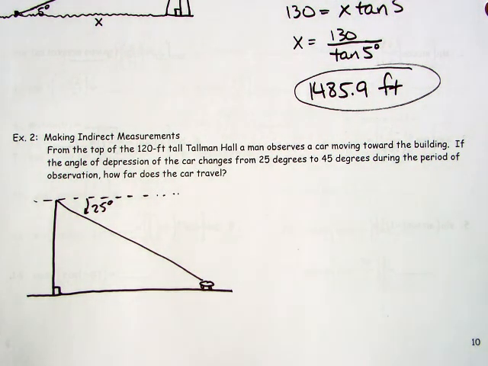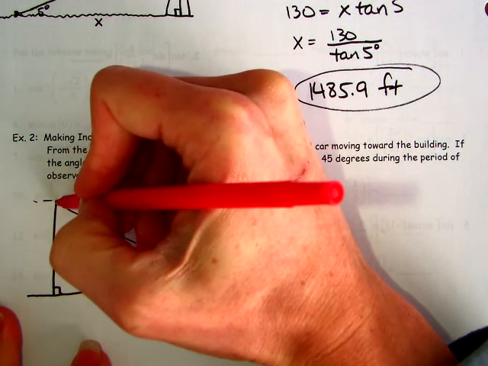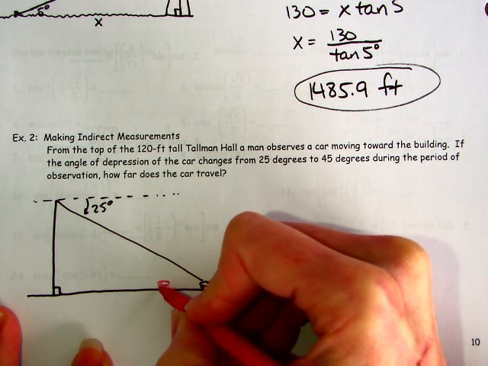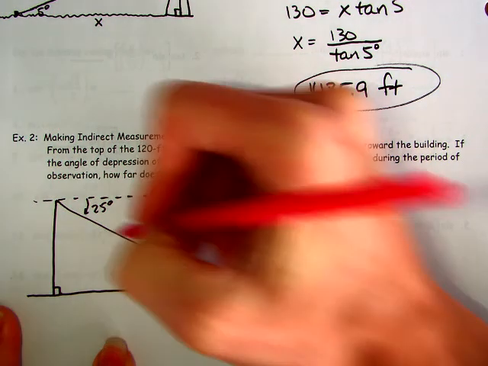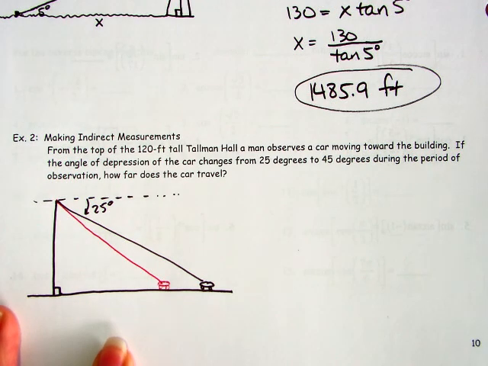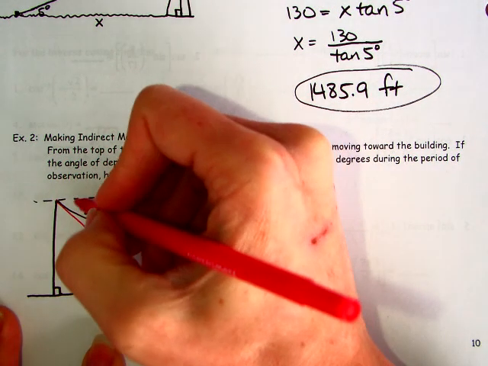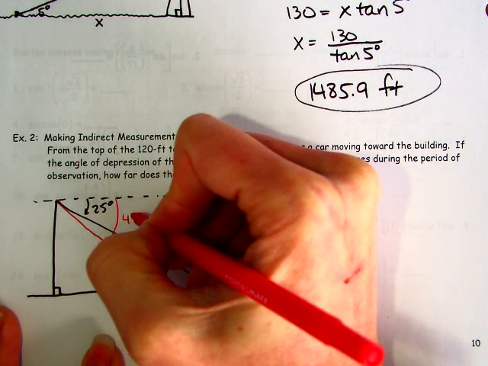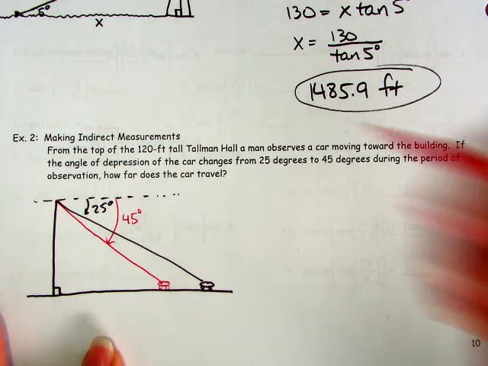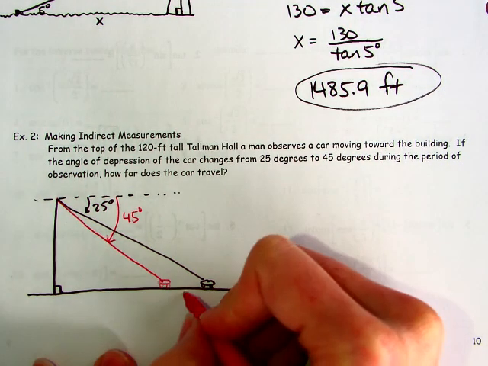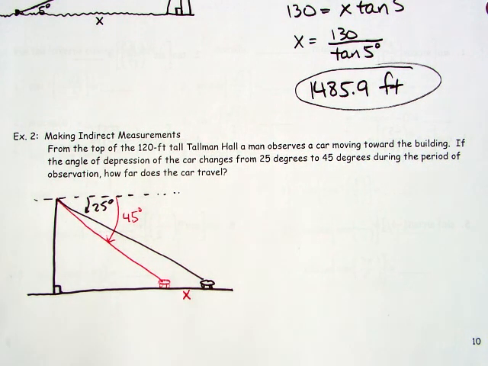Okay, the car moves. And at the end of this time period, it's now in a new location. Here's the car now. Very fancy car again. And here's my line of sight to that car. The angle of depression for this car, for the same car, is now 45 degrees. I had to look down further because the car's moved closer to the building. And what we want to know is this: what is X? How far has this car traveled?